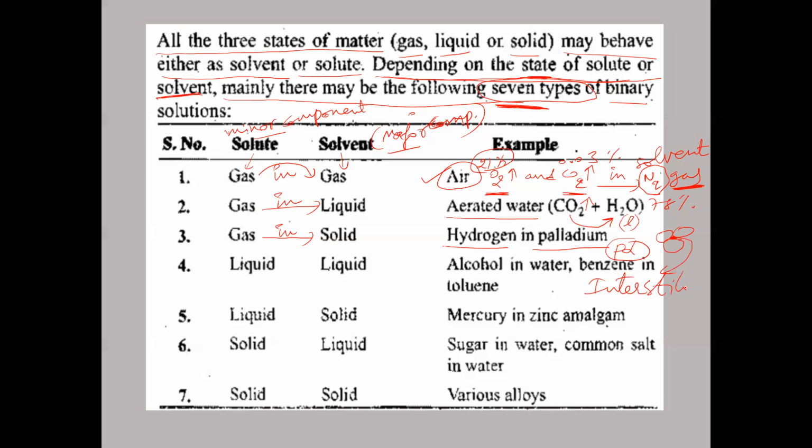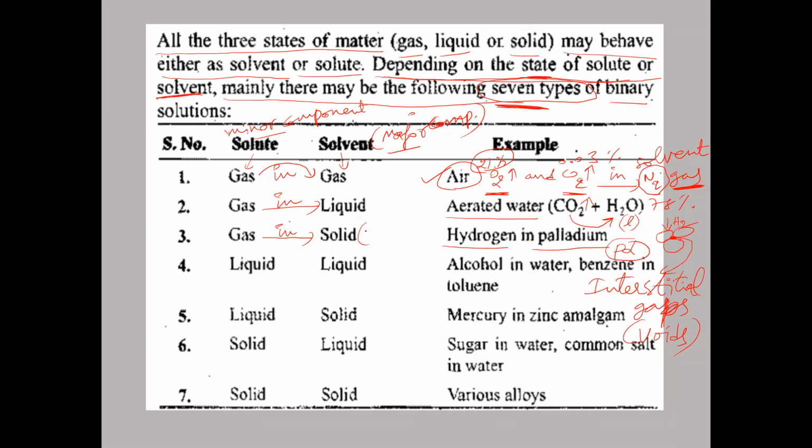Interstitial gaps. What is that one? Interstitial gaps are also called voids, empty spaces. Interstitial gaps, otherwise voids. So now in these gaps, the hydrogen gas will be filled. Hydrogen gas will be there in the gaps between the palladium particles. So this type of solution is called what now? Hydrogen present in palladium.